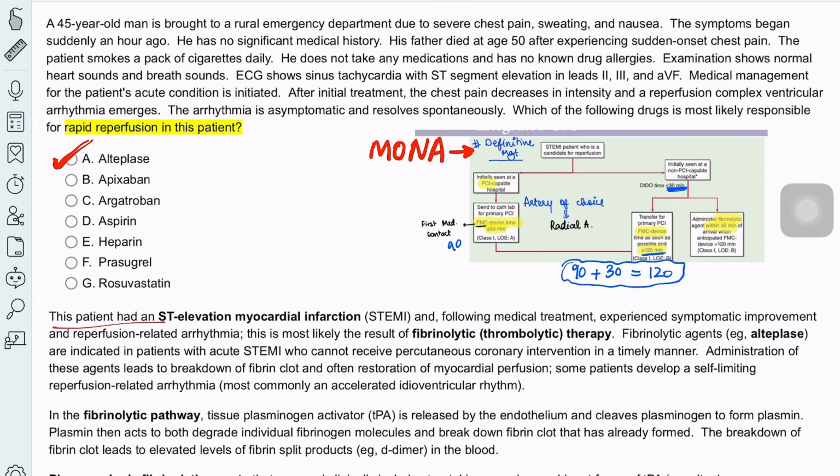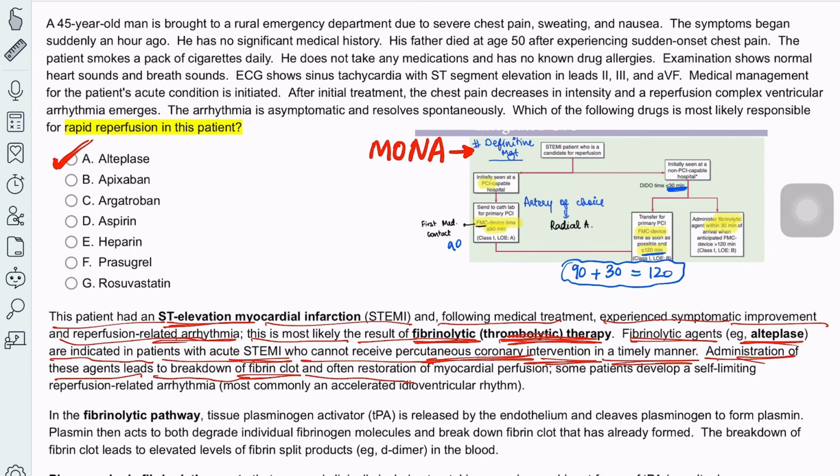So this patient has a ST segment elevation MI, and following medical treatment experienced symptomatic improvement and reperfusion related arrhythmia. This is most likely the result of fibrinolytic or thrombolytic therapy. Fibrinolytic agents like Alteplase are indicated in patients with acute STEMI who cannot receive percutaneous coronary intervention in a timely manner. Administration of these agents leads to breakdown of fibrin clot and often restoration of the myocardial perfusion.